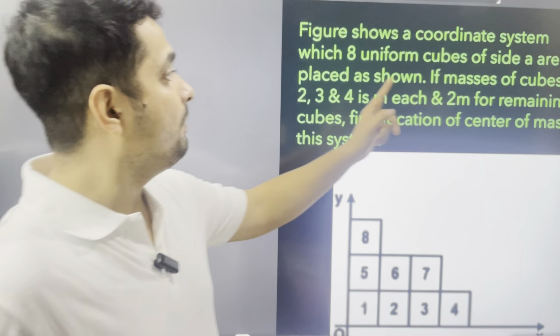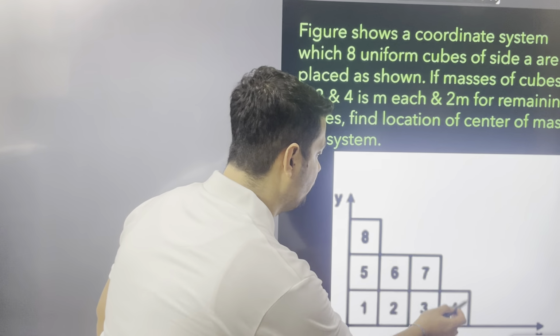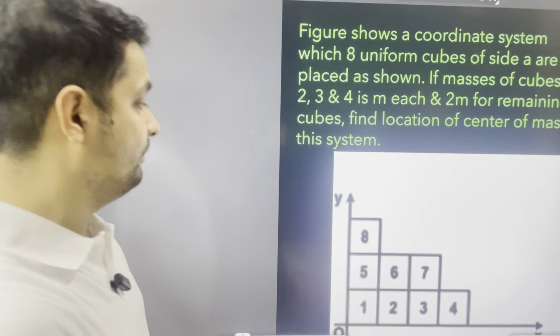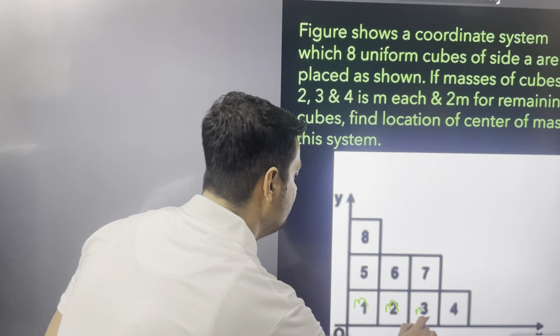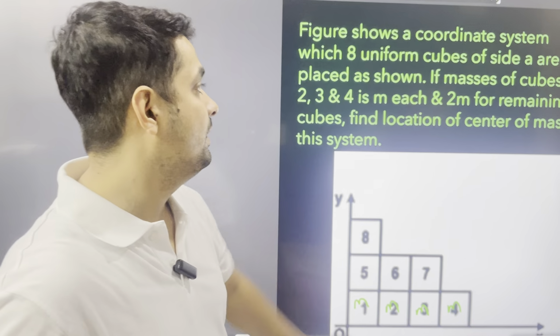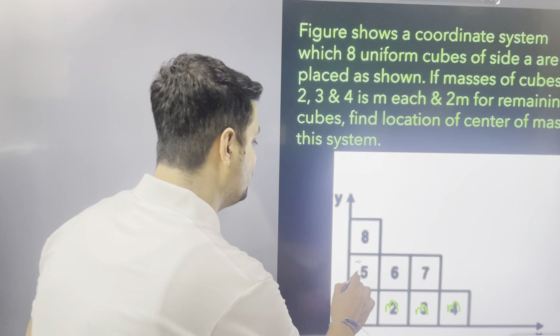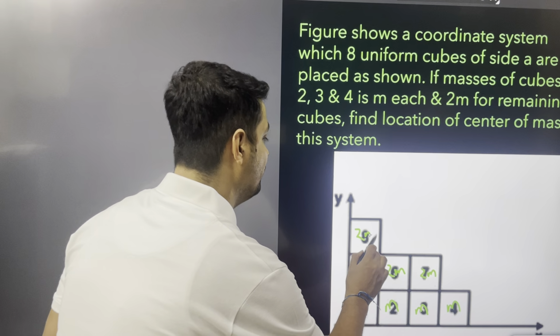Now the masses of cubes 1, 2, 3, 4 are given as M. So this is M, this is M, this is M, this is M. Each mass is M. And 2M for the remaining ones: this is 2M, this is 2M, this is 2M, and this is also 2M. Correct?